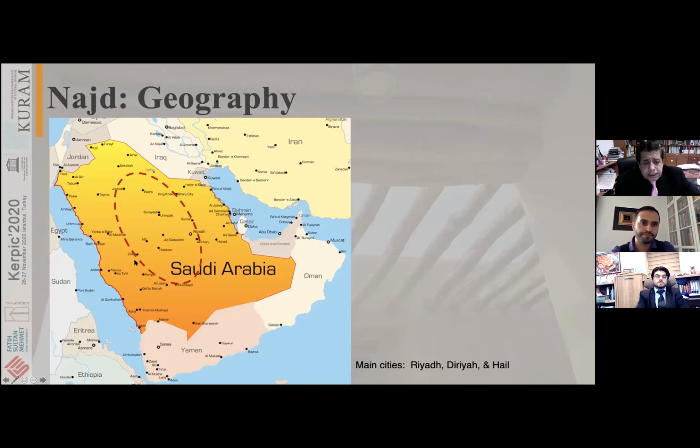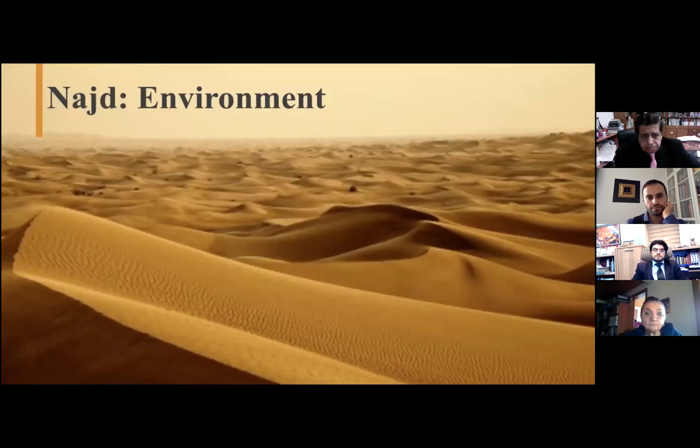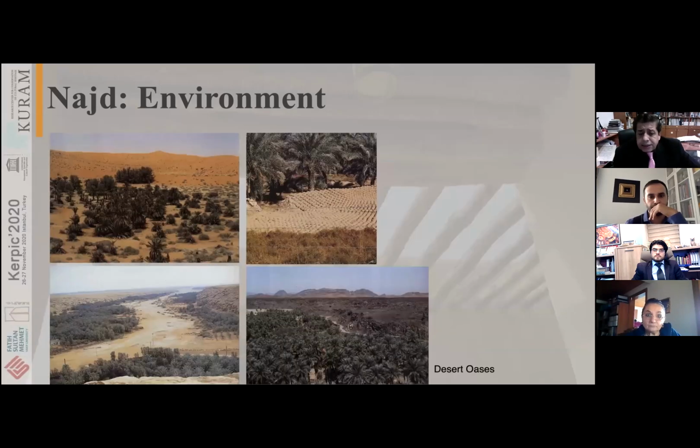This is the central region of Saudi Arabia, which is called Najd. Major cities there are Riyadh, Diriyah, and Hail. It's just plain, vast areas of sand dunes that are everywhere. That's the nature of the region. Nothing but sand. However, there are some pockets, some desert oases that bring life into that desert.